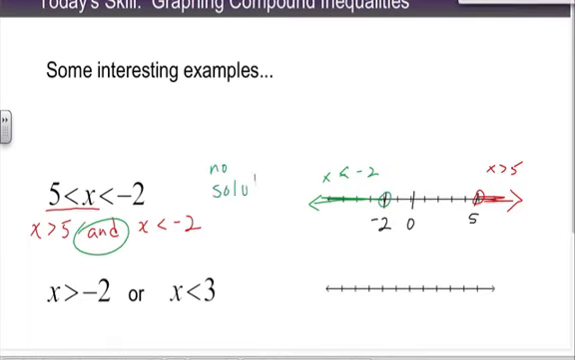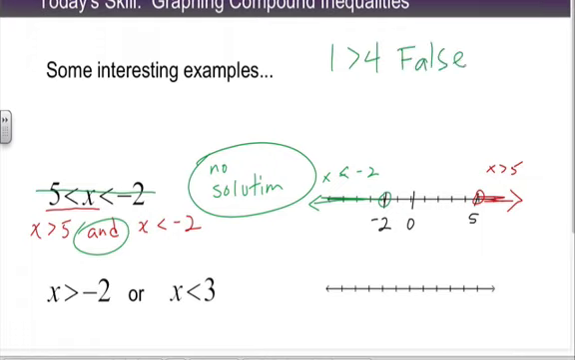There's no numbers that are both less than negative 2 and greater than 5 at the same time. So since there are no numbers that can be in both of those areas at the same time, there's really no solution, or no numbers that make this inequality true. It's basically an incorrect statement. It's kind of like saying 1 is greater than 4. Well, that's not true. That's false, right? Here, there are no x's that are both bigger than 5 and smaller than negative 2 at the same time.